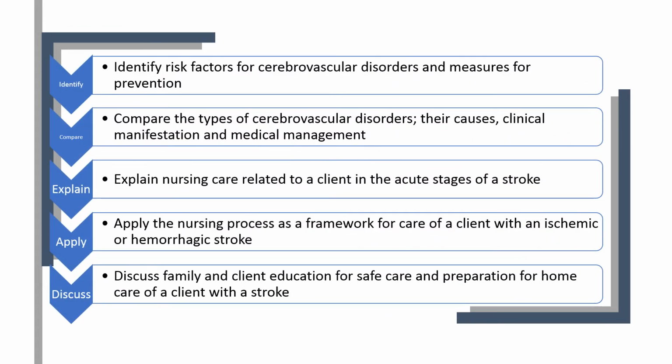By the end of this presentation, your reading in Brunner and this lecture, you'll be able to identify risk factors for cerebral vascular disorders and measures for prevention. You will compare the types of cerebral vascular disorders, their causes, clinical manifestations, and medical management. You will explain nursing care related to a client in the acute stages of a stroke. Apply the nursing process as a framework for care of a client with an ischemic or hemorrhagic stroke, and discuss family and client education for safe care and preparation for home care of a client with a stroke.